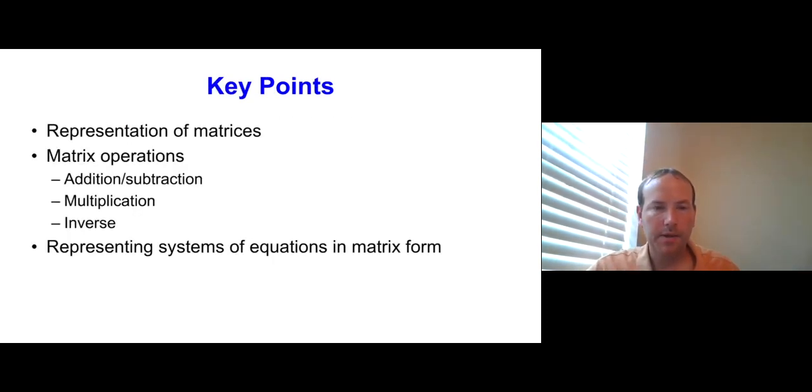Okay, so to summarize the key takeaways here, we talked about representation of matrices and the different types of operations that we can apply, like addition, subtraction, inverses, multiplication, and finally, representing systems of equations in matrix form. Now when we go on in the next stage, we're going to be looking at algorithms that help us solve those systems of equations to solve for unknowns in these models.